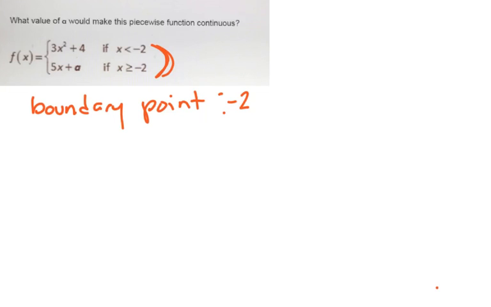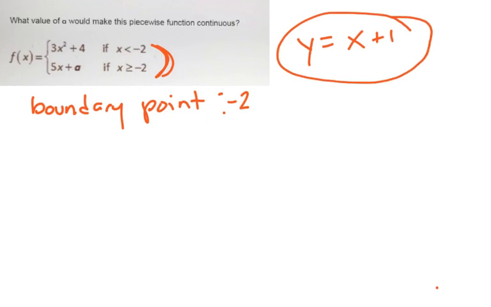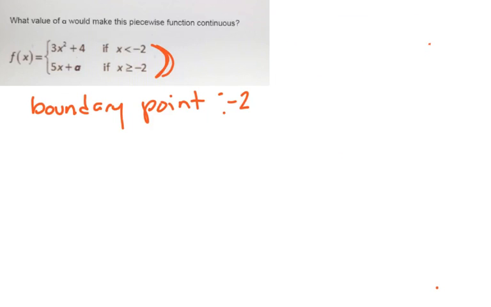Now, a function, right? We have, this function, any function, y is equal to x plus 1. You input an x, and the output is going to be y, right? So, with these problems, our output is essentially either 3x squared plus 4 or 5x plus a. Those are our outputs. Our inputs are our x values. So I want to set my y values, or in other words, these, equal to each other. And also plug in that specific boundary point.